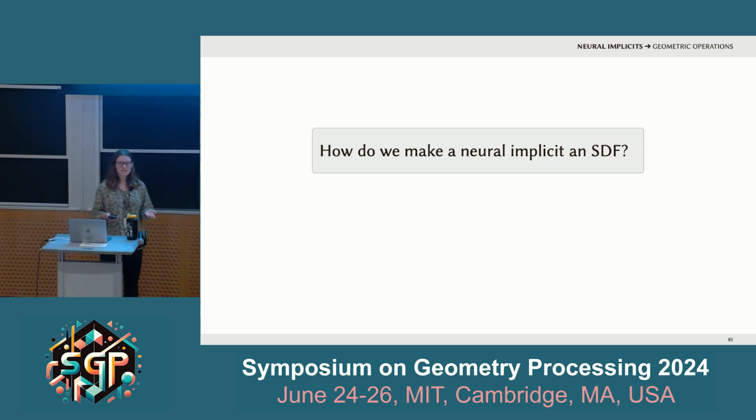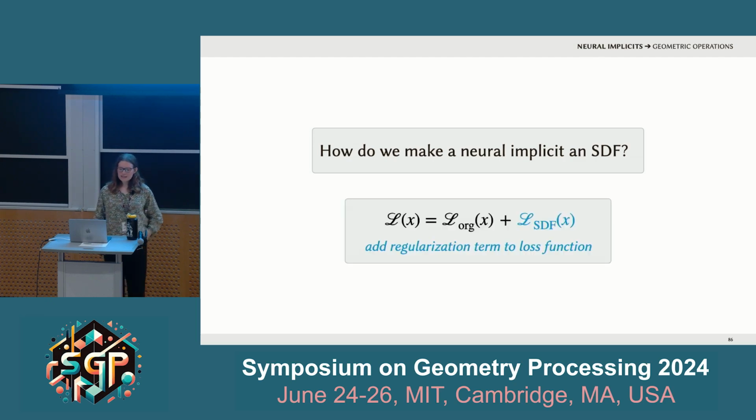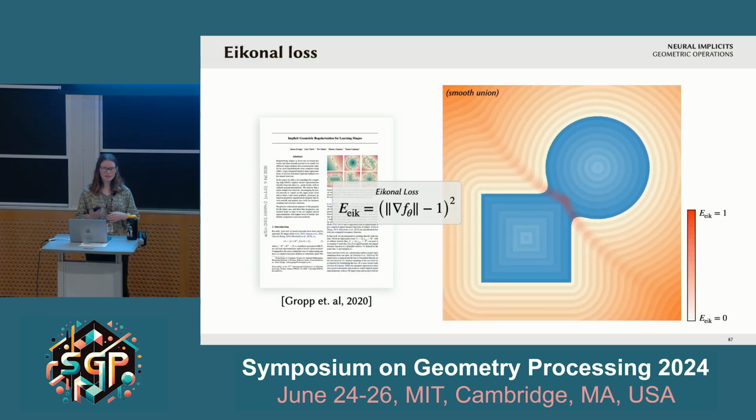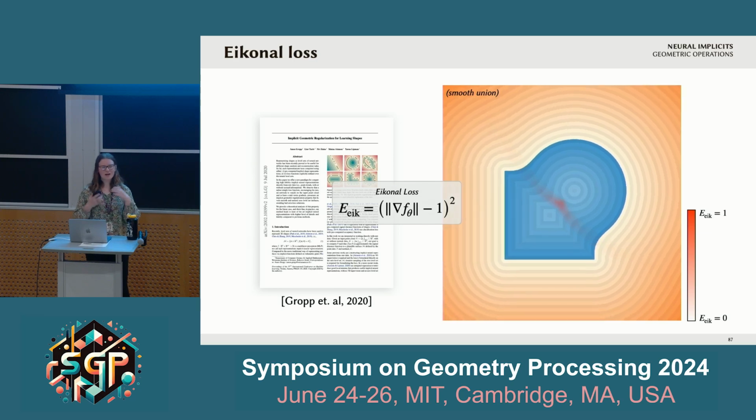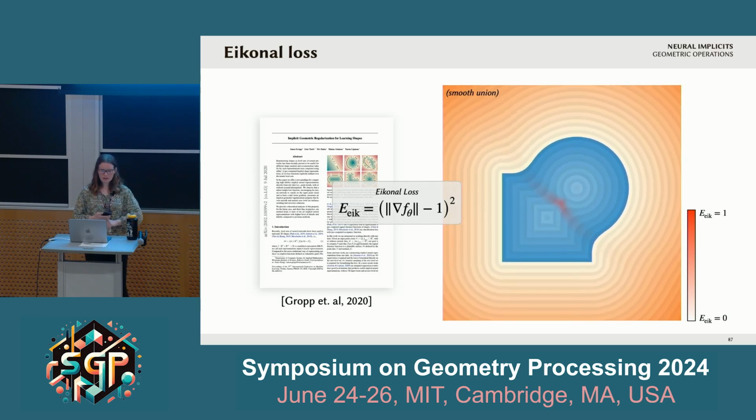But this then leaves us with the question of how do we make sure our neural implicits are SDFs? The general technique we use to answer this is to add a regularization term to our loss function, which encourages the neural implicit to become an SDF. And a very often used way to do this is with the eikonal loss.